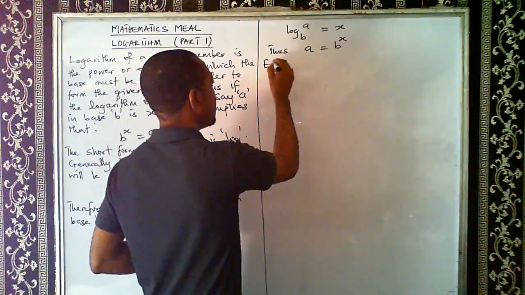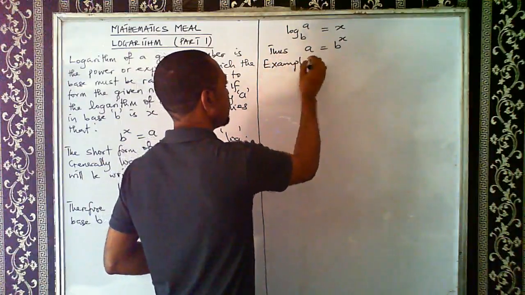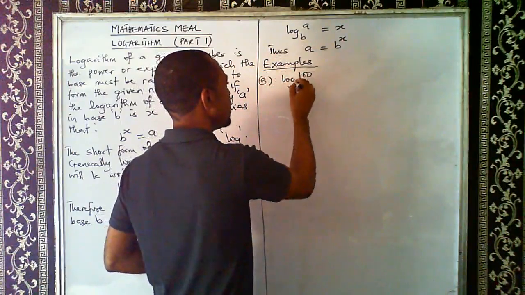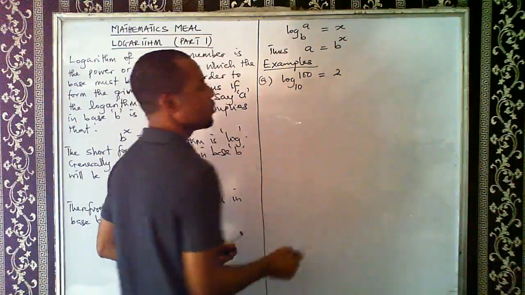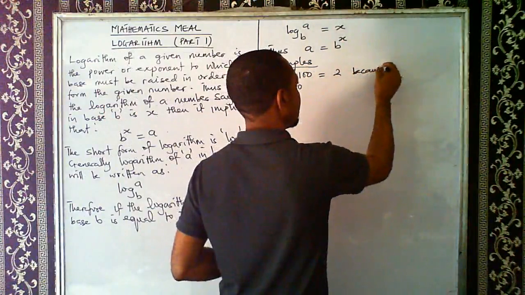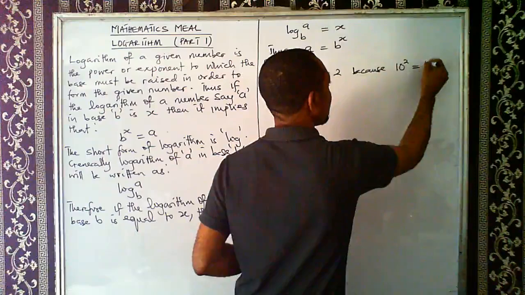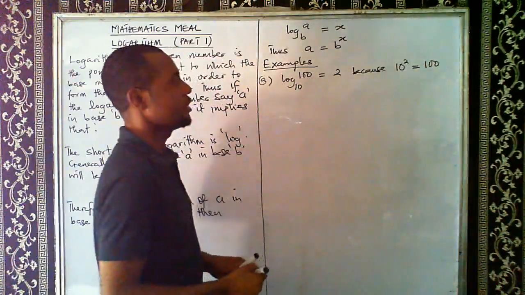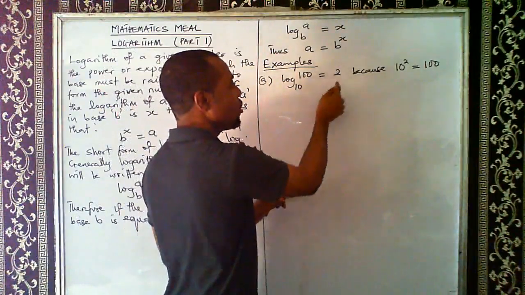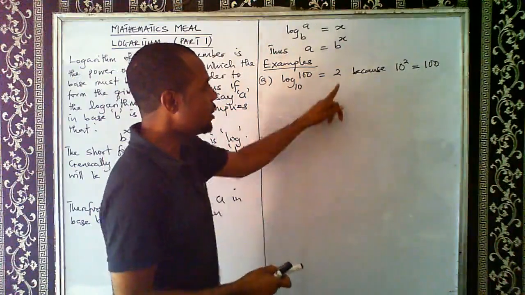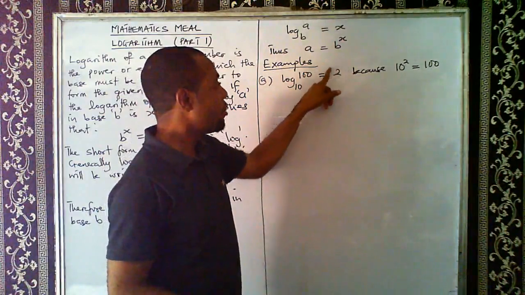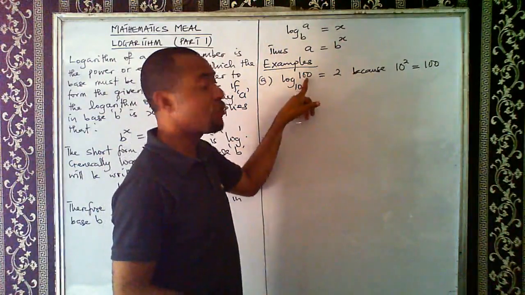So let's see examples. I can say that log 100 in base 10 is 2. Why? Because 10 raised to power 2 is 100. So log 100 in base 10 is 2. Why is it 2? Why is it not 4? Why is it not 10? Why is it not 6? Why is it not 1? Because when 2 becomes the power of 10, we form 100.